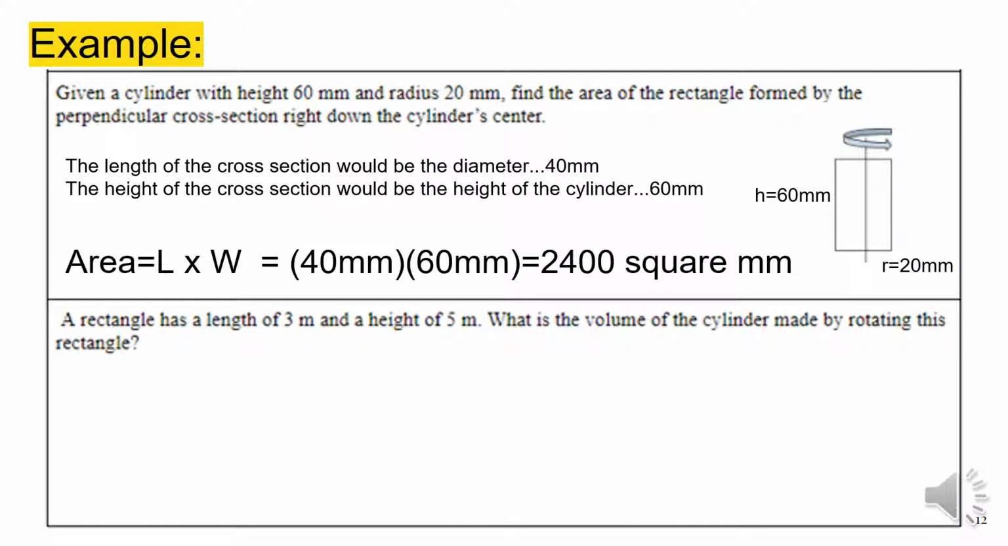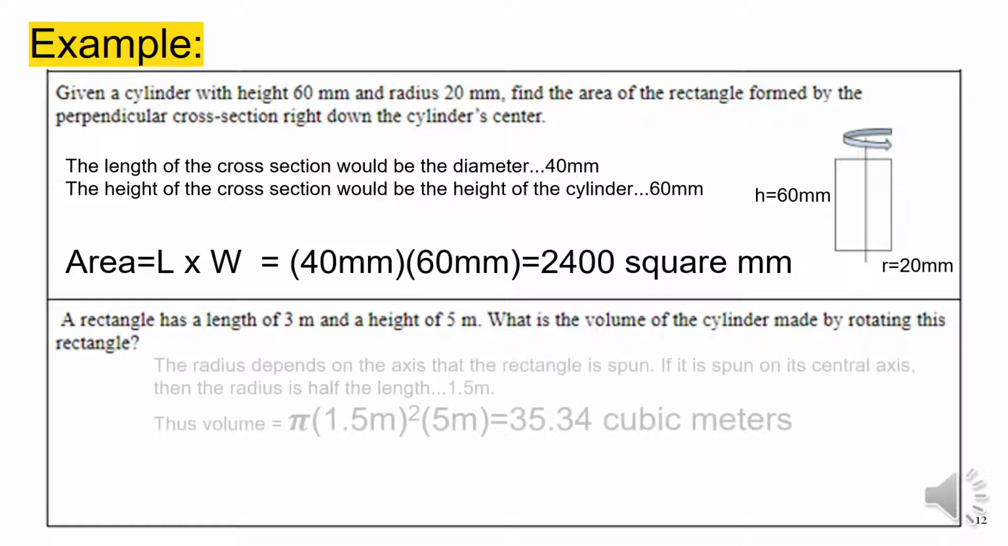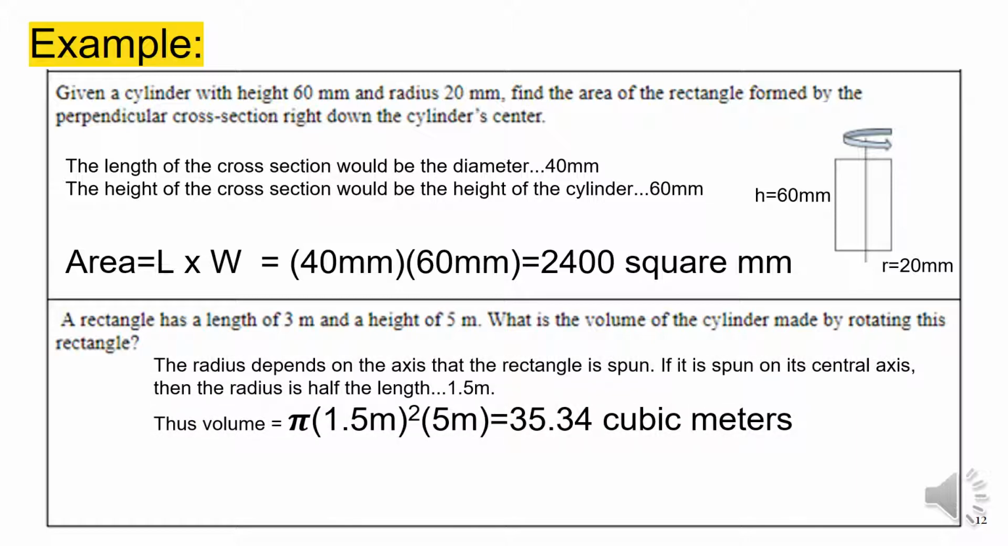In our last example, a rectangle has a length of 3 and a height of 5, and we're asked to find the volume of the cylinder made by rotating. So we're going to pretend that we're rotating it exactly like the image above, on an axis that's right down the middle, which means that that length of 3 is going to get cut in half, because that length is going to become the diameter, and we don't care about the diameter, we want the radius. So our radius would be 1.5. Our height still stays as 5 meters. When I plug that into my volume equation, I get 35.34 cubic meters.